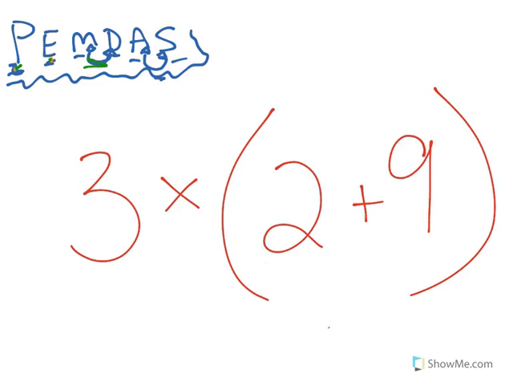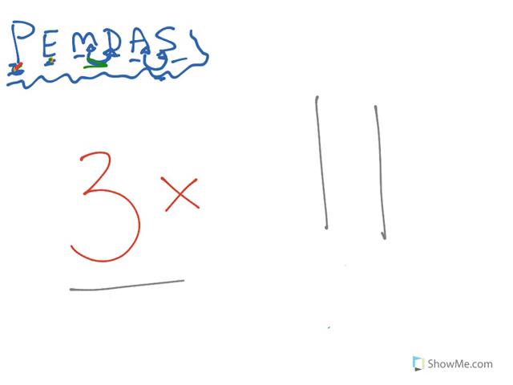So the last practice problem is going to be 3 times parentheses 2 plus 9. Pause and solve. Okay, so we started with parentheses. Do we have parentheses? This time we do. So inside the parentheses we have 2 plus 9, so that's going to be 11. So I'm going to erase that and replace it with the 11. So all we're left with is 3 times 11. 3 times 11 is 33, so our answer is 33.